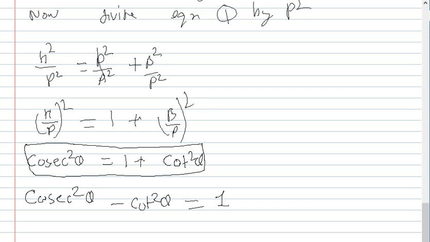To learn this easily, there is a mnemonic. See, the first three words: cos, co. Remember it is cosec, not cos theta. And cot. Combining both, the mnemonic becomes cosec square theta minus cot square theta is equal to 1.